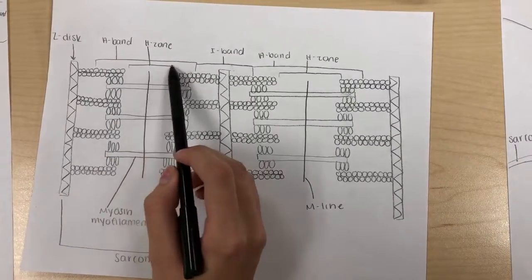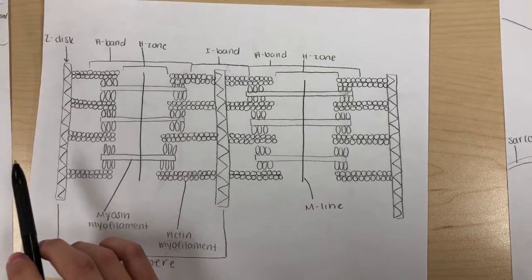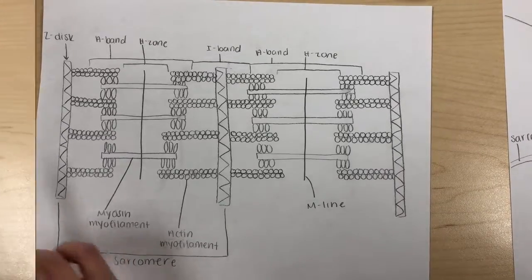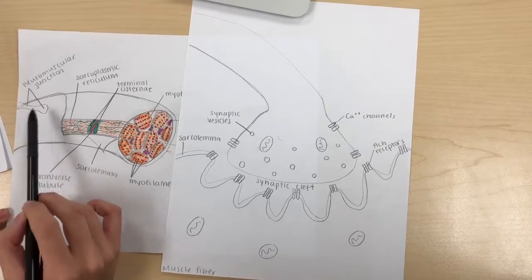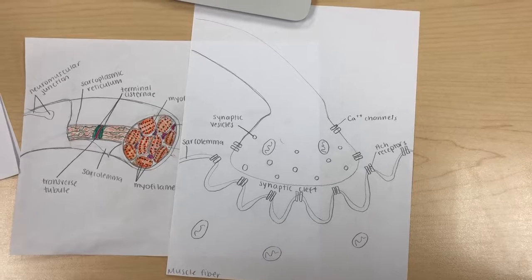The H-zone is the area of only myosin. During contraction, the A-bands stay the same length, while the I-band and the H-zone shorten. The neuromuscular junction is on the muscle fiber, and it is a chemical synapse formed when a motor neuron and a muscle fiber make contact.